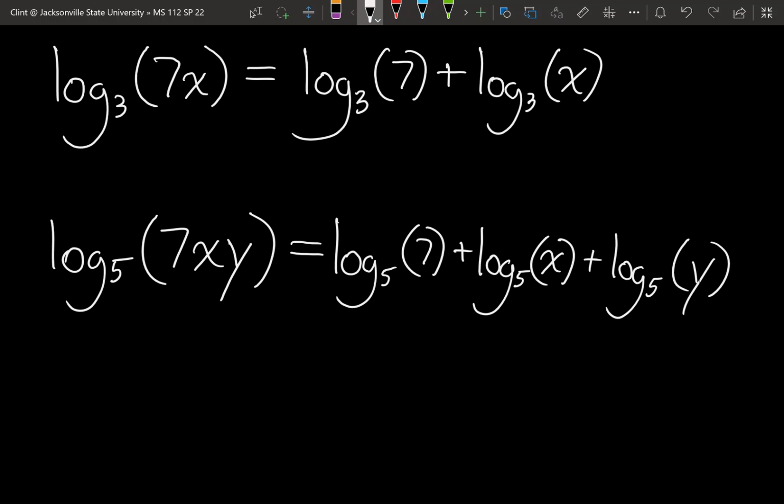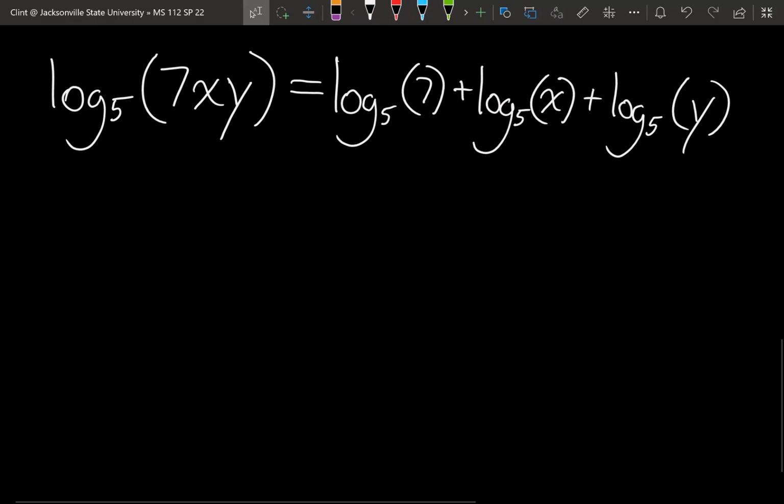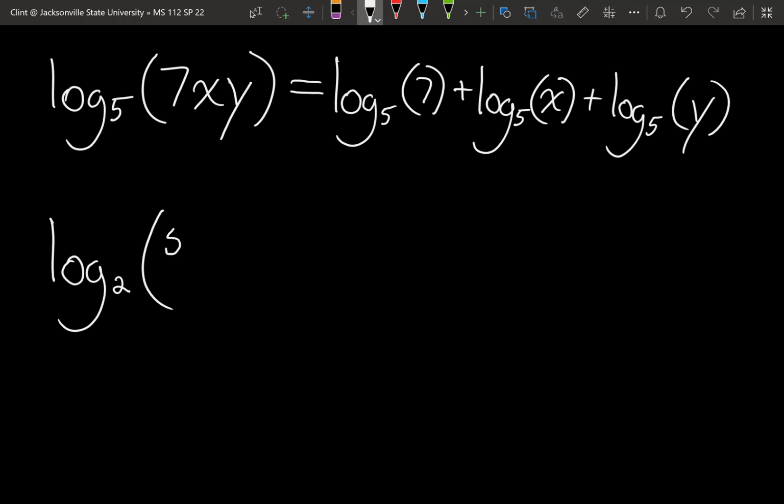Okay. Let's look at this one. This one's a little more complicated. We've got multiple properties we can use on this one. We want to expand this thing as much as possible. This is about as complicated as they get for us. We're not going to get too crazy with it.